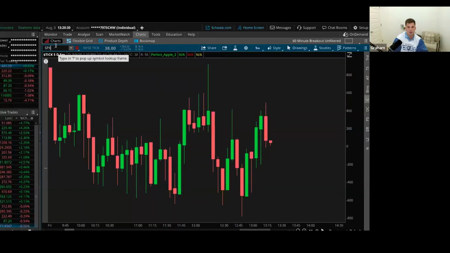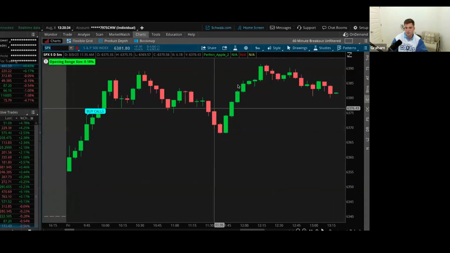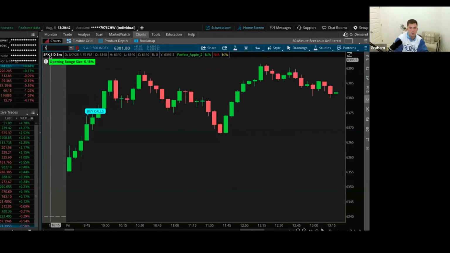Let's go see what happened at 12:30. I honestly do not know. 12:30. So there you go. Bottomed out. It didn't go much higher from there, but it did go higher. But that's essentially what I use the tick for.